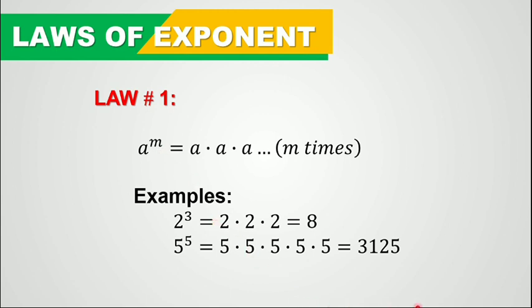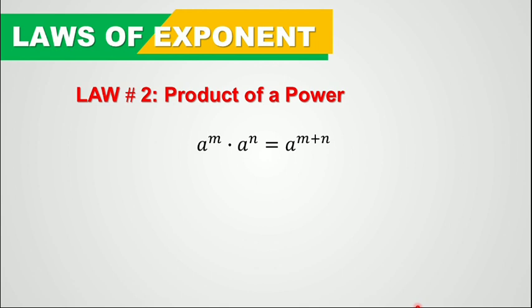Now let's proceed to the second law of exponent. This is also called the product of a power. Now, we have here A to the power of m times A to the power of n. That is equal to A to the power of m plus n. So in other words, if you have a base with the same variables, say for instance a and a, but they have different exponents, and you're going to multiply them, you will just have to add their exponents.